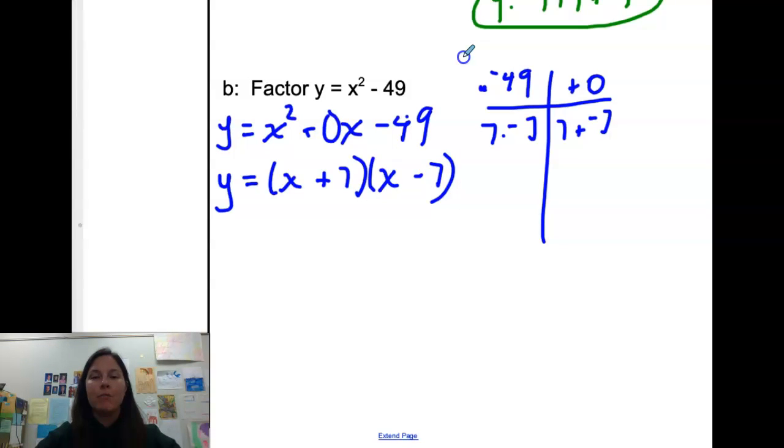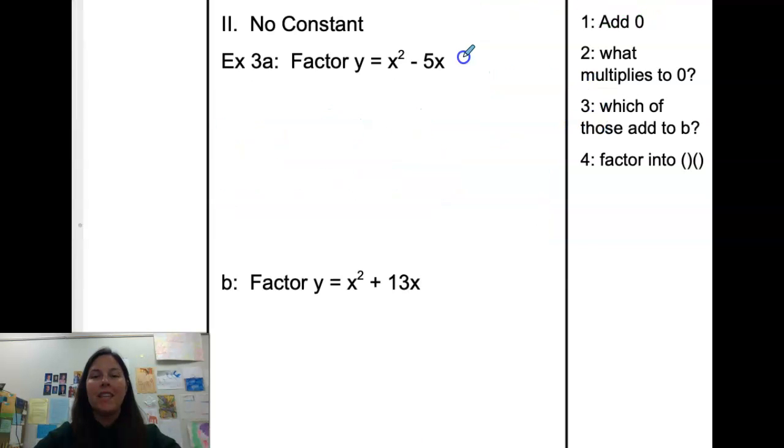That was the first type of special example. Now we're going to see another type of special quadratic function. This time we have no constant. We have an x squared term, we have an x term, but we are missing the number on the end. So I can just go ahead and add 0. Adding 0 does not change the value of the equation.